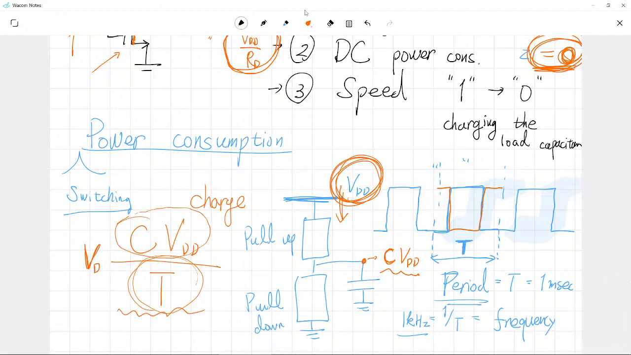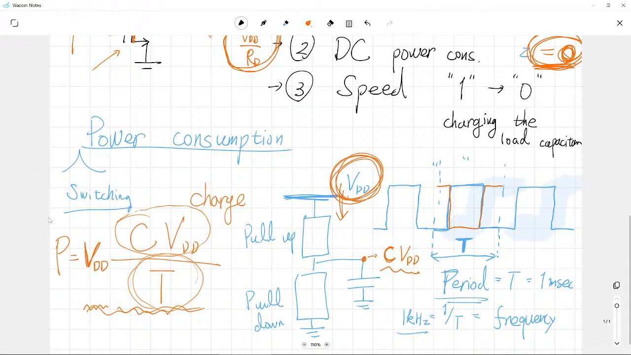And when we apply our VDD, current multiplied by our voltage, that is the power delivered from our voltage source. You know it. So it means that this amount of power is delivered from our VDD voltage source into the system. So simply speaking, 1 over T corresponds to your frequency. 1 over T is frequency, and C times VDD square.